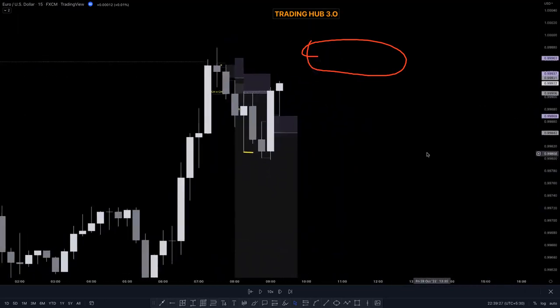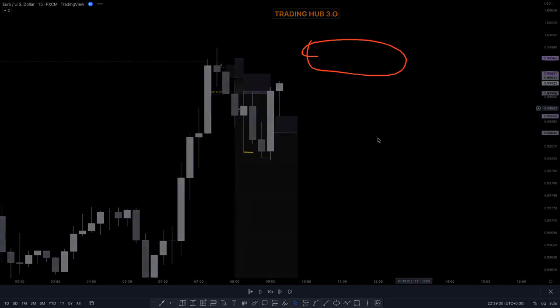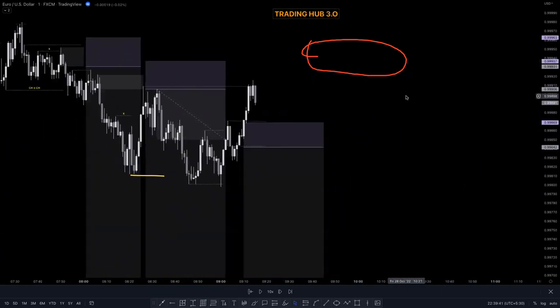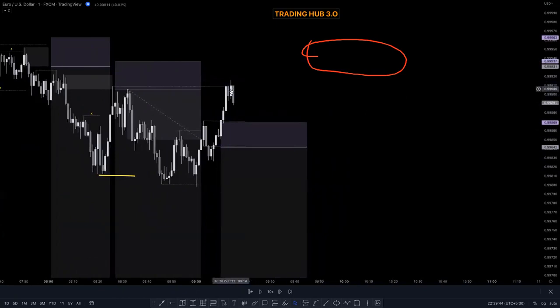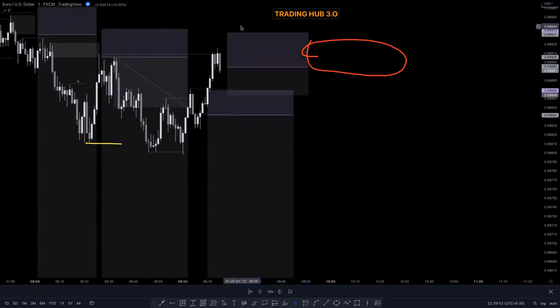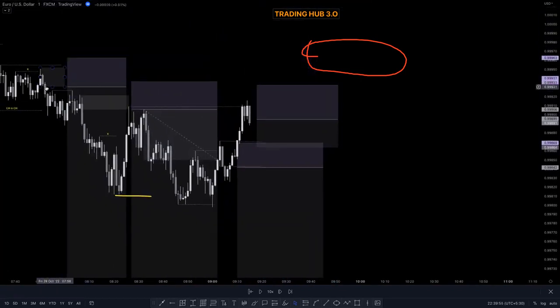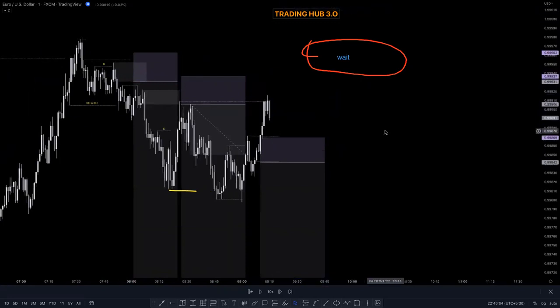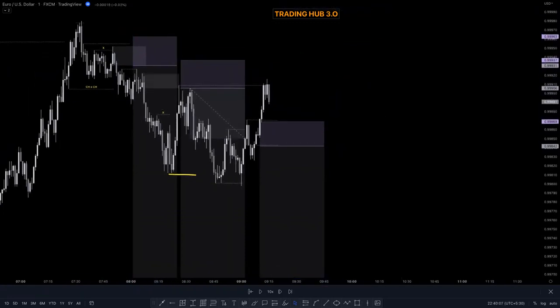In the 15 minute, I think this one is not, no. There is nothing here. Okay, let's go back again. So what do you want to do here? You have to wait or directly sell here? Because these are equal highs and price can tap here again. So you have to wait for it, I think. Exactly. Let's see.